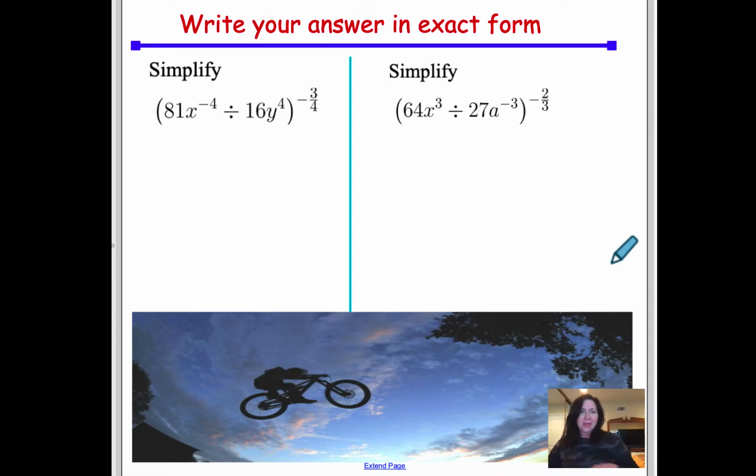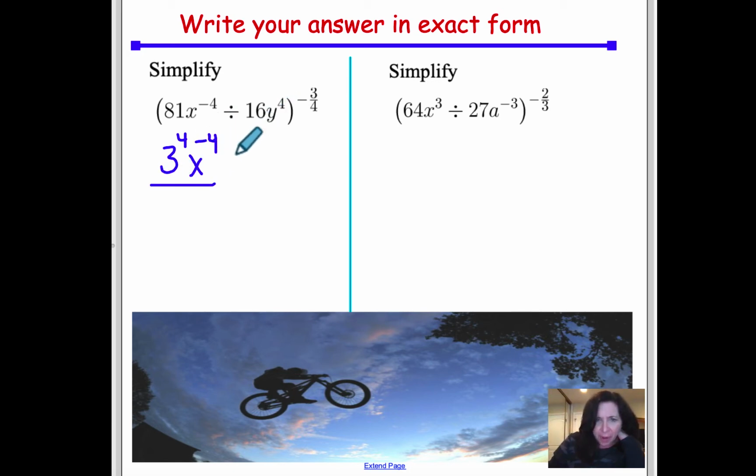All right. For this one here, this is just a huge manipulation of numbers, honestly. 81 is 3 to the 4th power, right? So this is really 3 to the 4th power times x to the negative 4. I'm wondering if I want to split this up first. Yeah, I think I'm going to leave this here for right now. And then I'm going to divide this by this value, which is 16 y to the 4th.